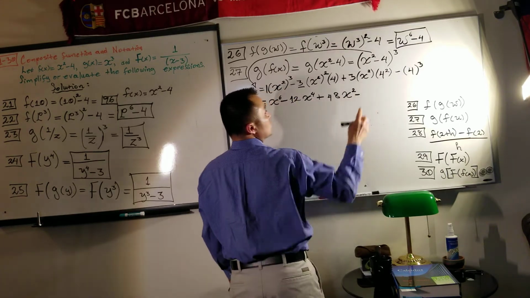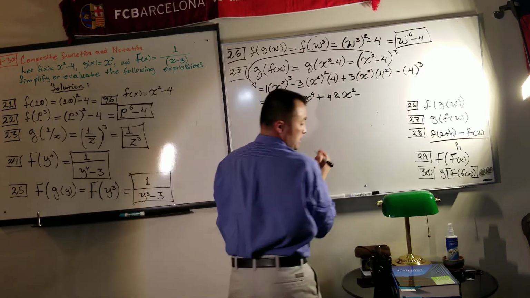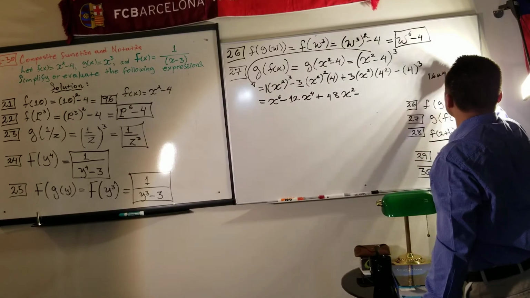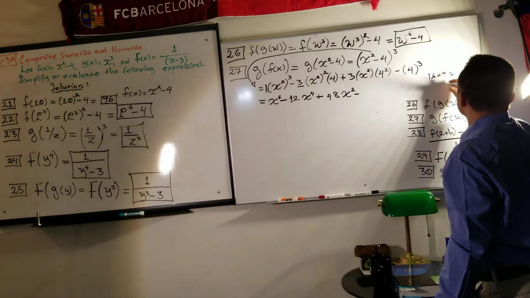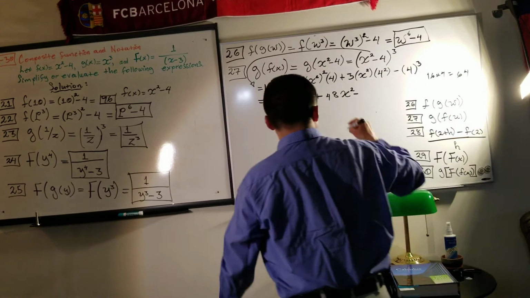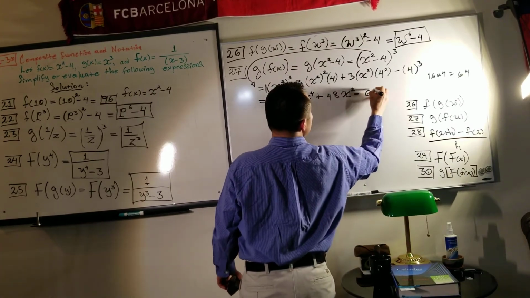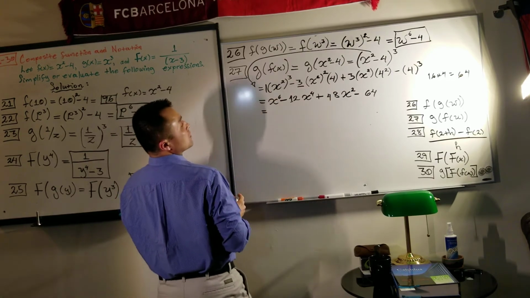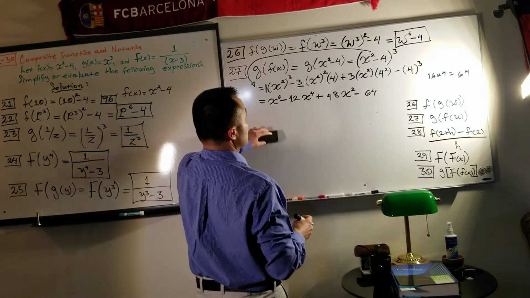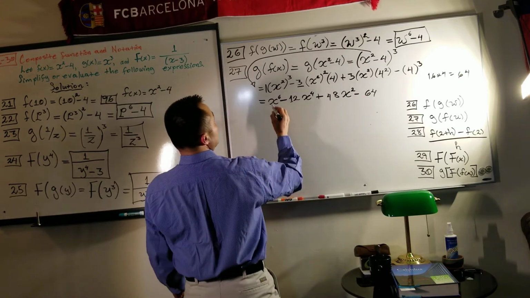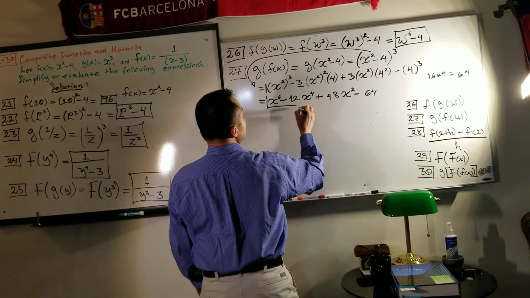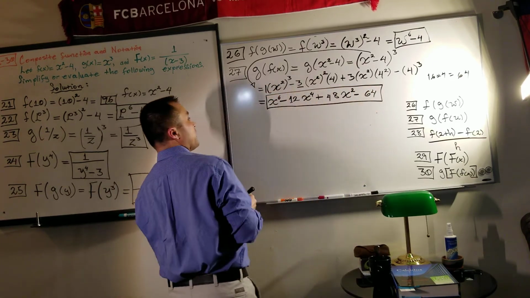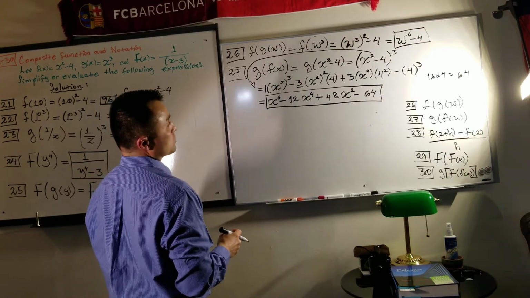minus 4 to the cube, that is 16 times 4, that's going to be equal to 64. And then this is going to be equal, and that is the answer. X to the 6 minus 12 x to the 4 plus 48 x squared minus 64.